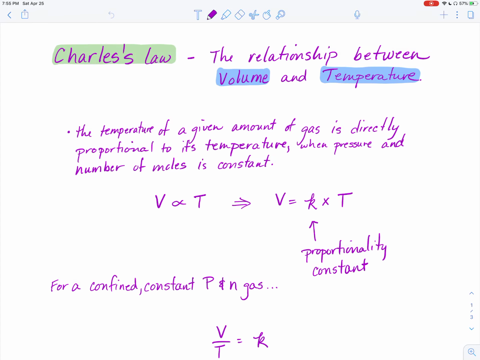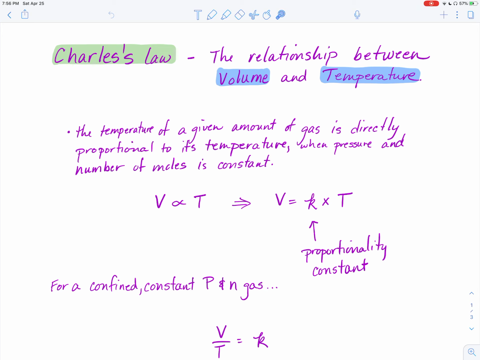In this video, we're going to look at gases and the relationship of their volume and temperature. This is called Charles's law. Charles's law states that the volume of a given amount of gas is directly proportional to its temperature when the pressure and the number of moles are held constant.